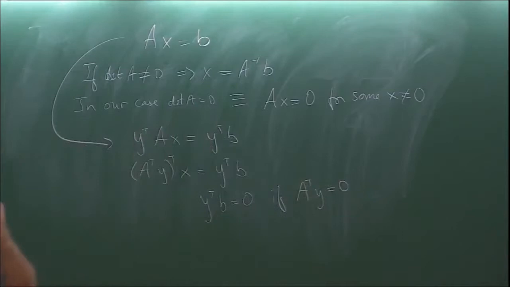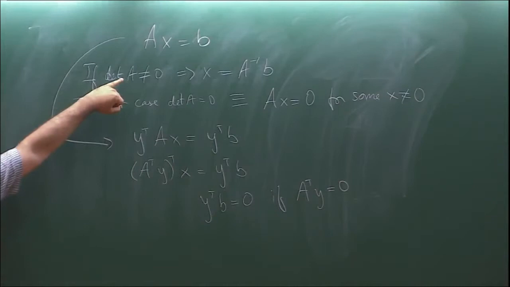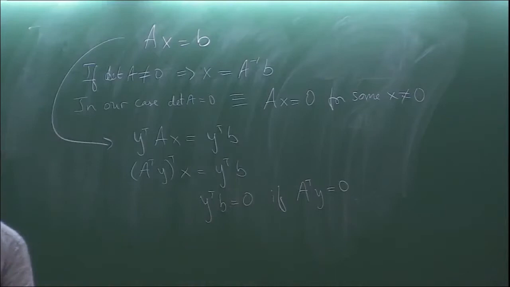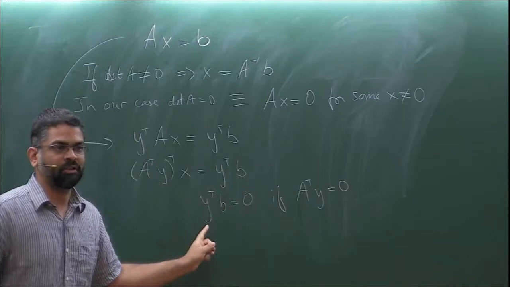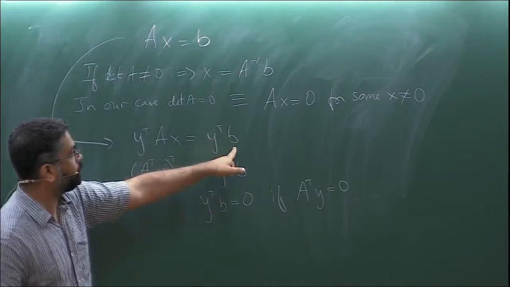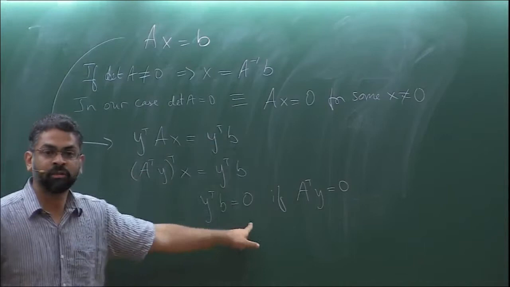Sometimes this goes by the name of the Fredholm alternative. The alternative is either the determinant is non-zero, or if it is zero, you have to satisfy this condition. This doesn't give you a solution. It just says there's a solution only if you pick the right B. You don't get to put an arbitrary vector on the right-hand side. It has to satisfy a condition. So sometimes this goes by the phrase, the solvability condition.